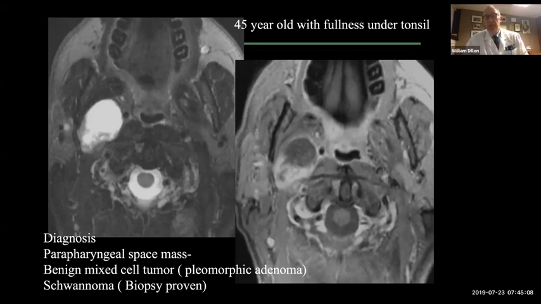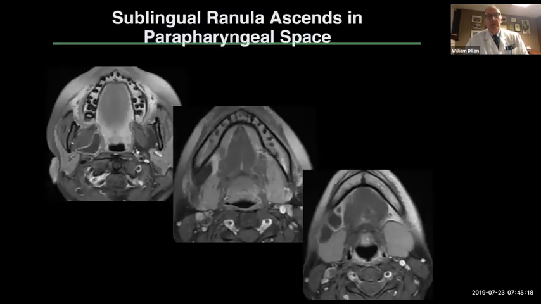Sometimes we can see other very odd things there, but when you see a mass like this pushing the parapharyngeal space medially, those are the two primary differentials. Here's an unusual case that we saw. This is a cyst that's arising from the minor salivary glands in the sublingual space, a so-called ranula. And a ranula is nothing more than a pseudocyst ruptured with saliva that is developing a mass.